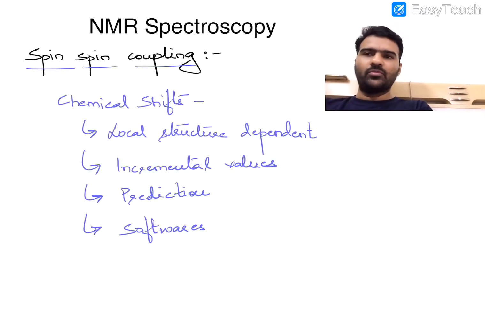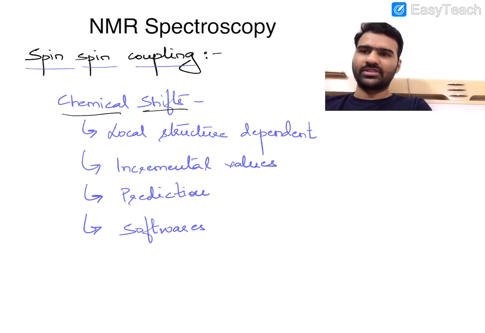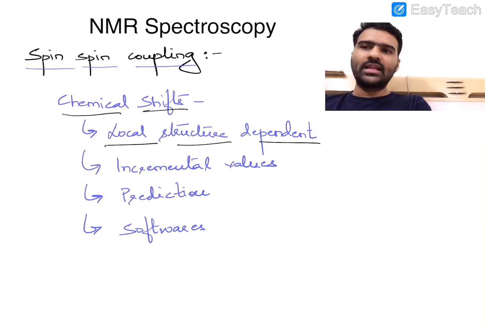Okay, before we move ahead and start looking at spin-spin coupling as a concept, let's just focus a little bit on the chemical shift concept which we came across in the previous video. Now, it is very important for us to remember that these chemical shifts are highly local structure dependent. So if you look at a certain nuclei and probe its NMR, then its local environment or the local substructure is going to determine what the chemical shift value is going to be.